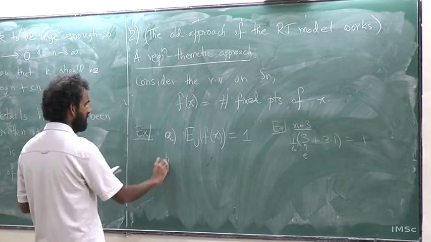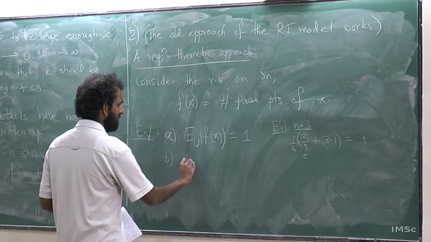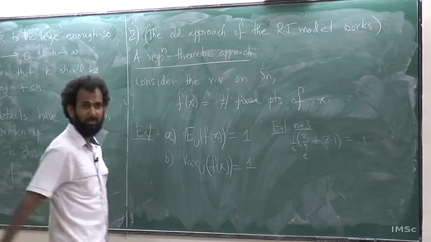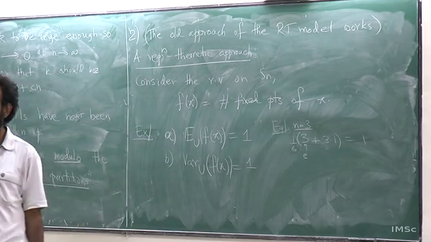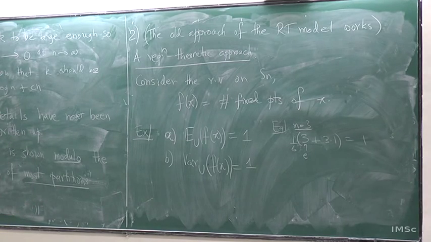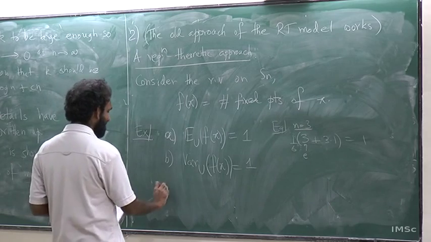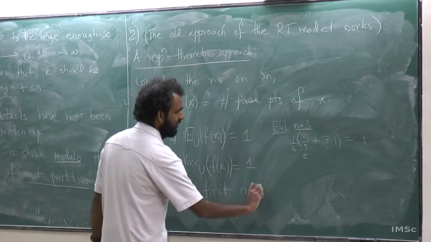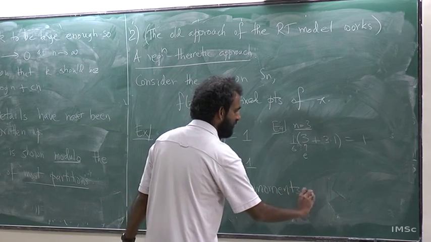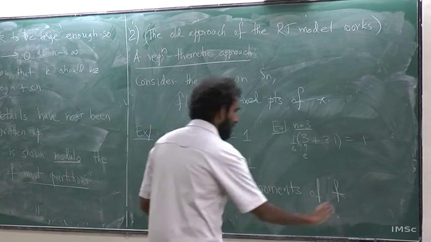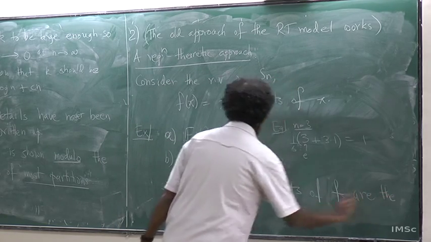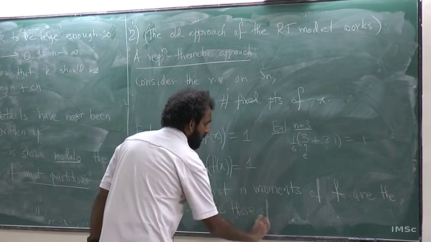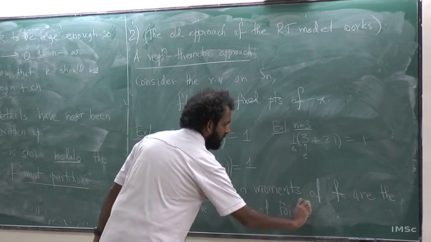But what is more true is that the variance of this quantity is also 1. So not only is the average value 1, the variance is also 1. And something even wilder is true. The first n moments of f are the same as those of the Poisson distribution with mean 1.